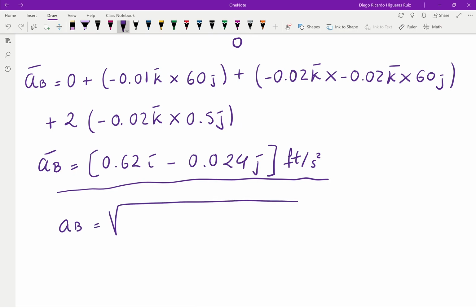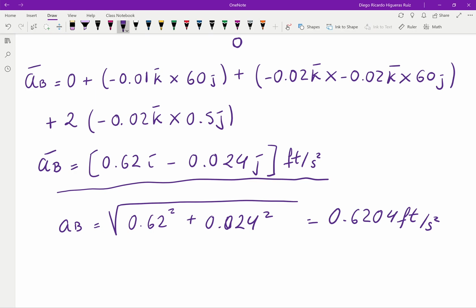And again, we need to calculate the magnitude. So we just need to take the square root of the two components, and that's going to be equal to 0.6204 feet per second squared. So yeah, we can see that most of the acceleration is going in the i direction, since the j component right here is very, very small.